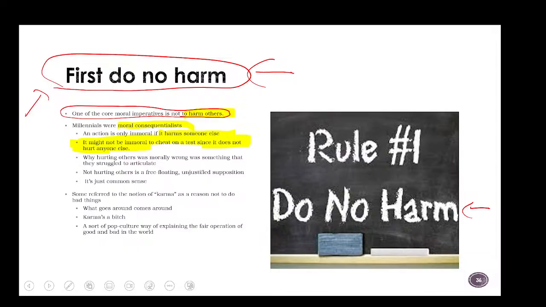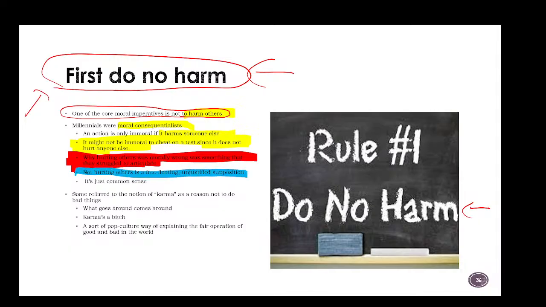Now, why hurting others is morally wrong was something millennials have a really hard time articulating, right? Again, because there are no objective moral facts that they can draw on that they believe exist. Basically, not hurting others, Smith and Snell say, is a free-floating, unjustified supposition, right? When you ask, why is it wrong to harm others? Well, it just is, right? So it's just common sense that not harming others is a good thing to do.